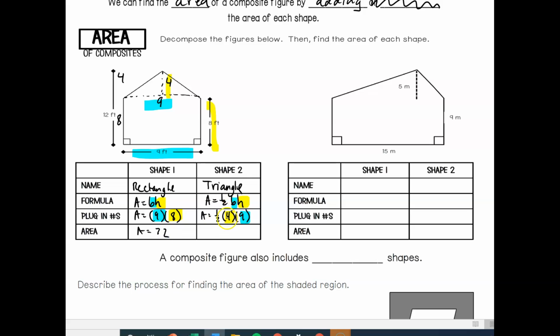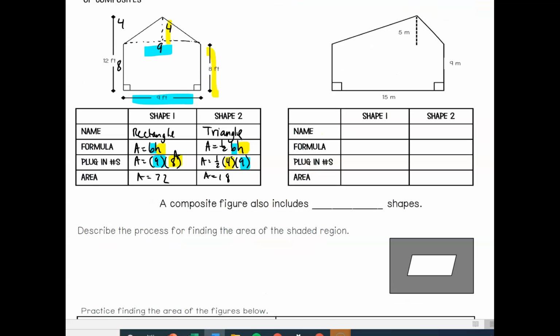And our area of our triangle, notice I put the 4 next to the 1/2 because it's easier to take half of 4. So half of 4 is 2, and then 2 times 9 is 18. You can put that all in your calculator in one swoop too if you wanted to. So then the area of the composite figure is simply your area of 72 plus 18 combined, so that is 90 feet squared.